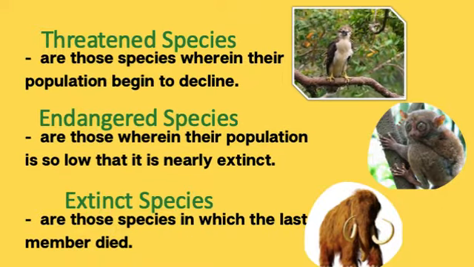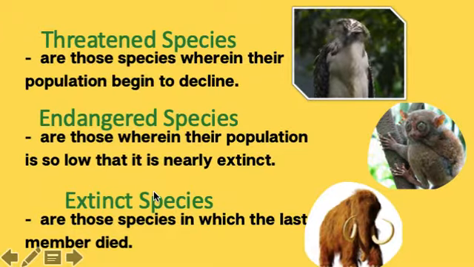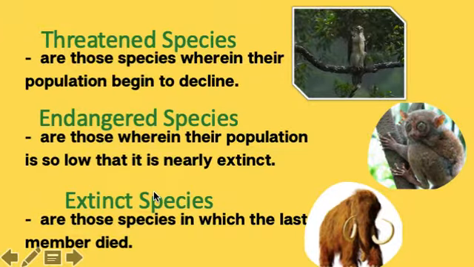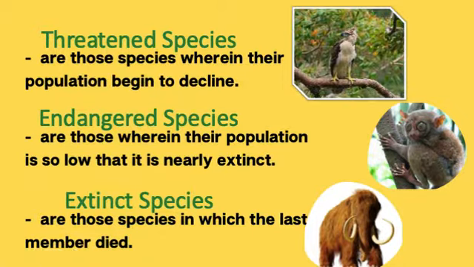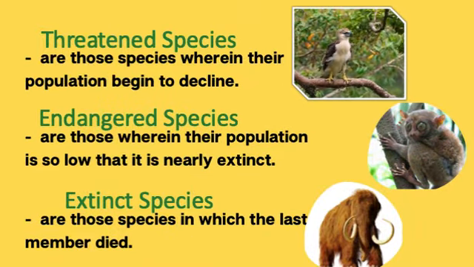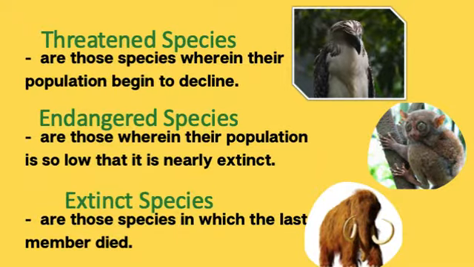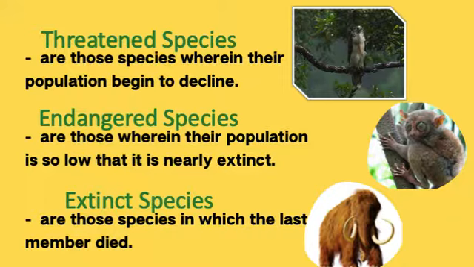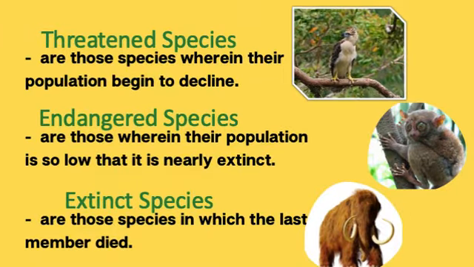Animal species may either be threatened, endangered, or extinct. Threatened species are those species wherein their population begin to decline. Endangered species, on the other hand, are those species wherein their population is so low that it is nearly extinct, while extinct species are those species in which the very last member died.